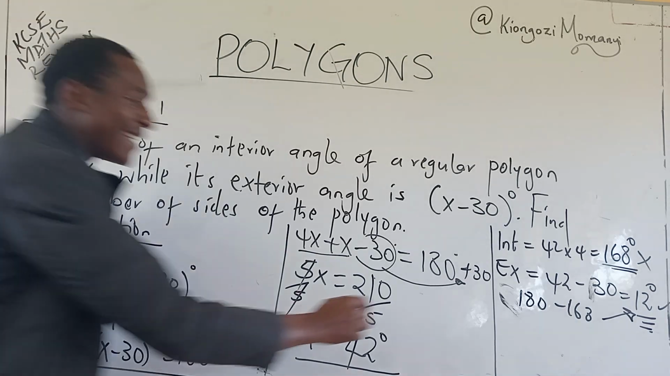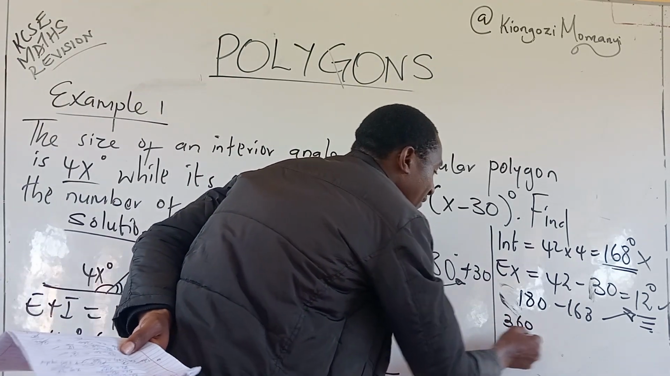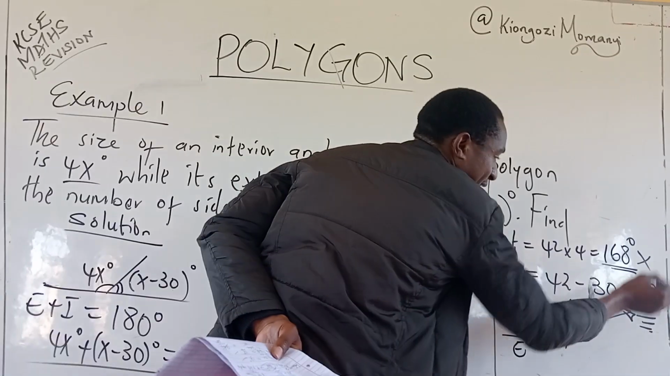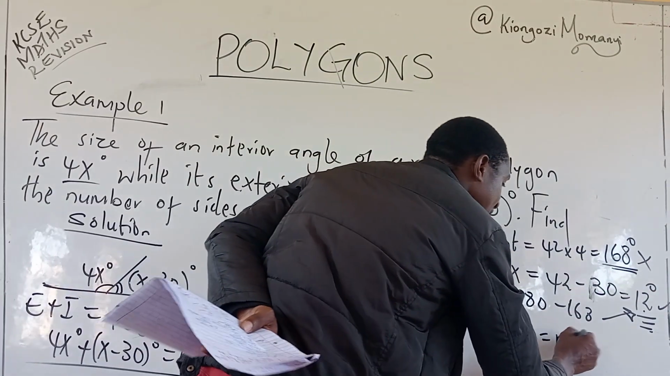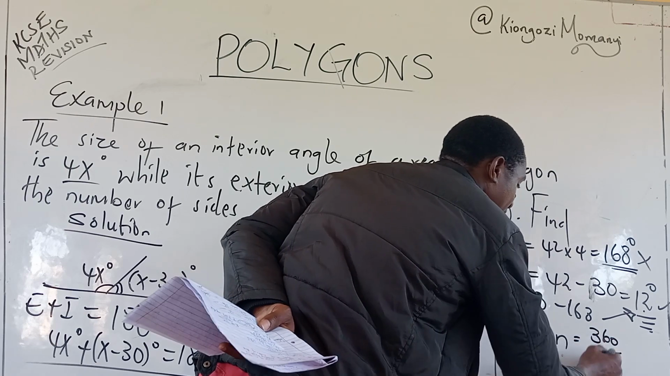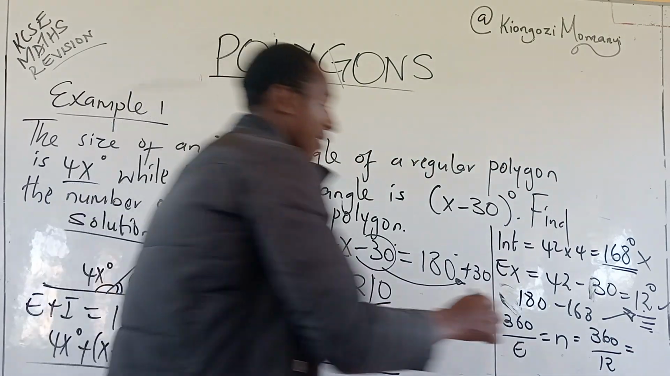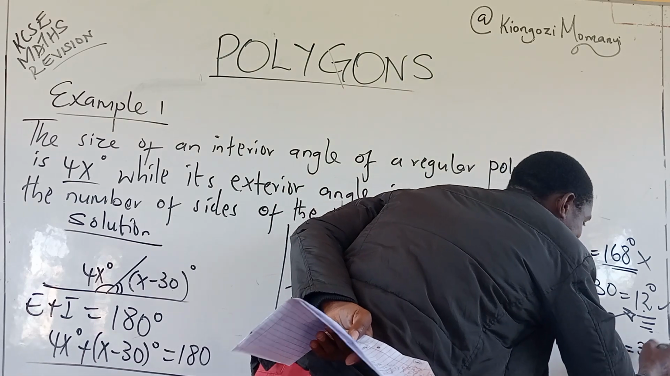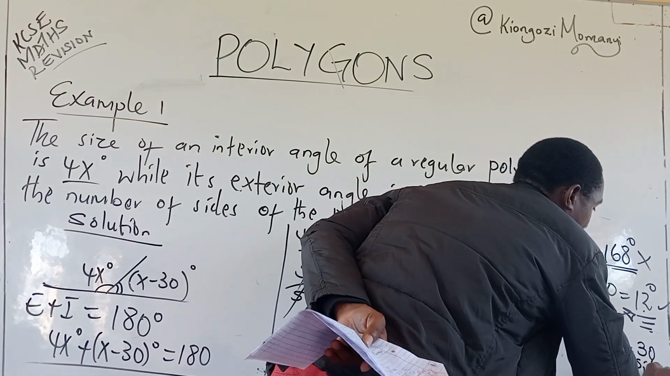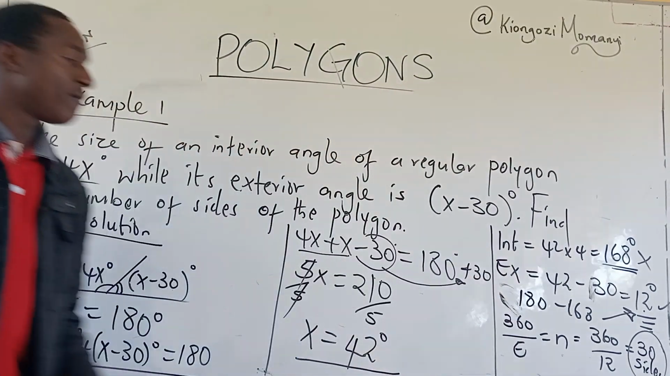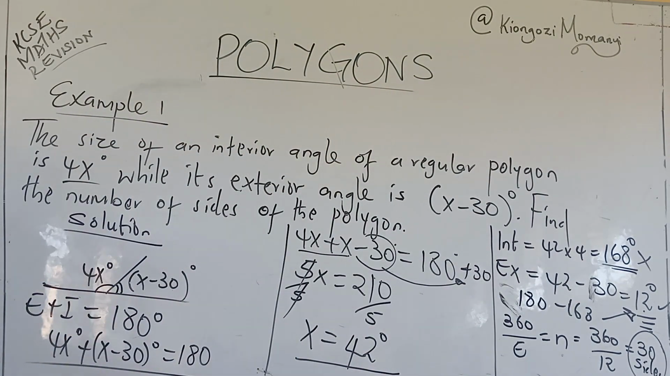Now, the last thing, how do you use the exterior to get the number of sides? We said 360 divided by exterior angle is equal to number of sides. And already we have exterior which is 12 degrees, so we shall say 360 divided by 12 is equals to, use your calculator, 30. Are you getting 30? Yes. Very good, that is sides. That means you have exhaustively found the number of sides of this polygon.